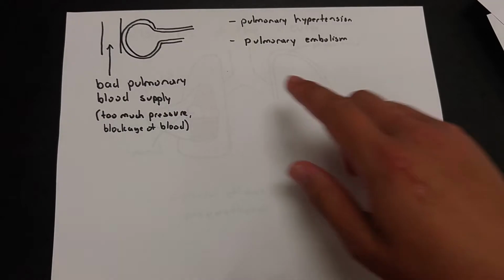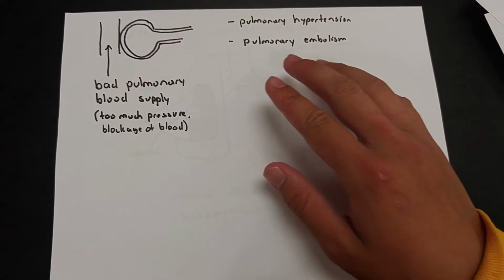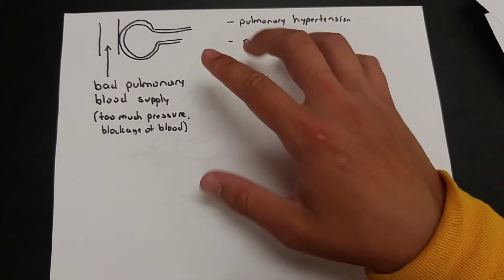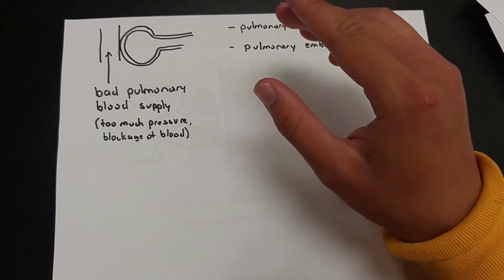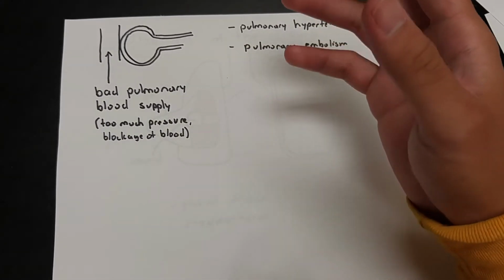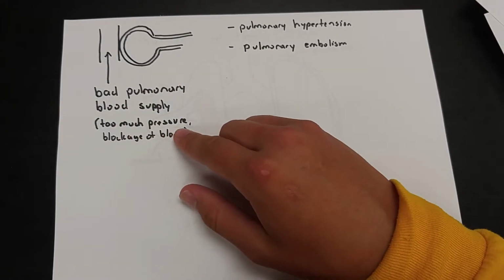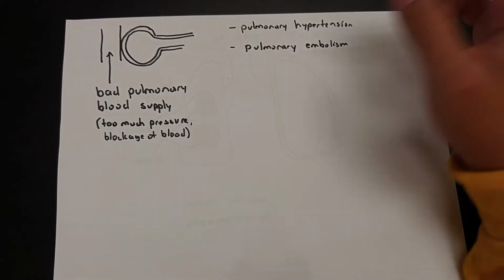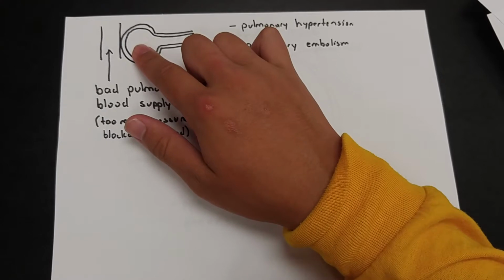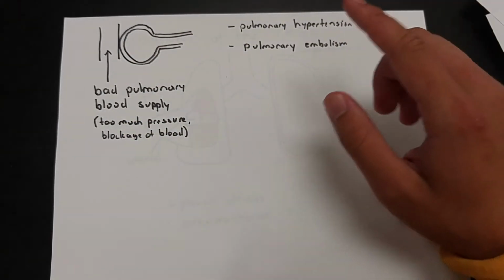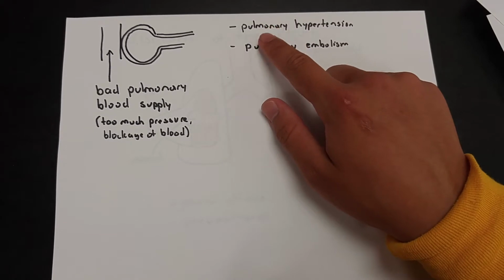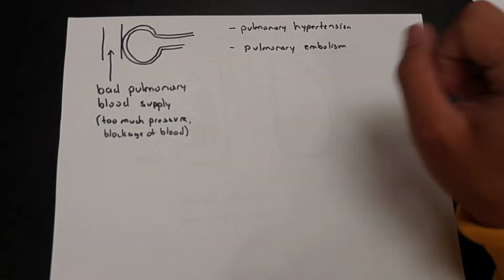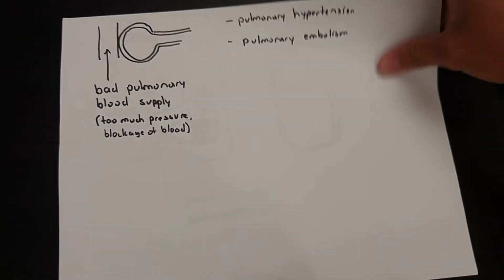The final category, in terms of blood supply, alveolus, and bronchiole, is bad pulmonary blood supply. That doesn't actually mean you have bad blood, like your name is Taylor Swift. It just means there's something wrong with the blood supply, such as too much blood pressure or blockage of the blood. Too much blood pressure can push some fluids into the alveoli. That's not good. Too much blood pressure in the lungs is called pulmonary hypertension, and the blood supply can also be blocked by a pulmonary embolus, which is pulmonary embolism.